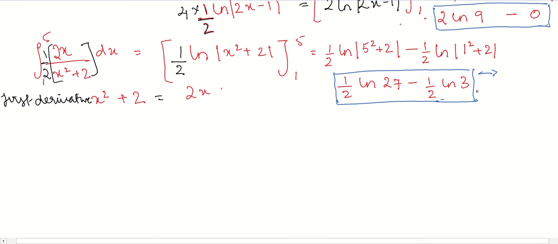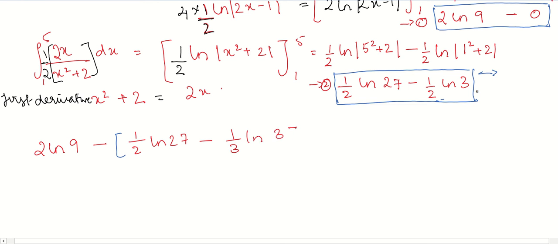So we're going to take this one. This was the first integral, this was the second integral. The first is subtracted by the second integral. So 2 ln 9 minus 0 will be 2 ln 9 only. Then minus this thing: minus 1 by 2 ln 27 minus 1 by 2 ln 3.